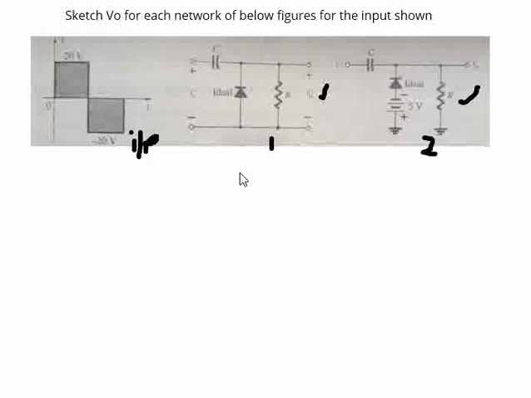Now in this scenario, these are called clamping circuits. Any circuit which employs a diode and has an equivalent output voltage here can be called a clamping circuit, because they clamp the output of the circuit to a particular voltage.